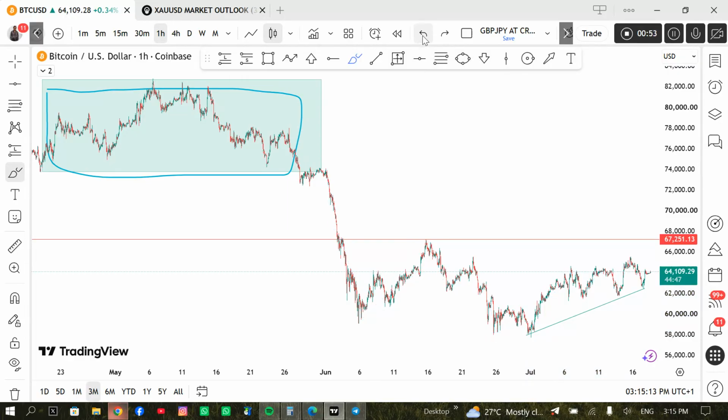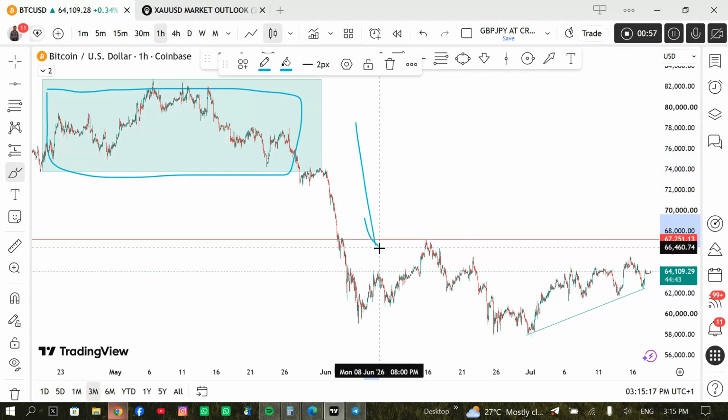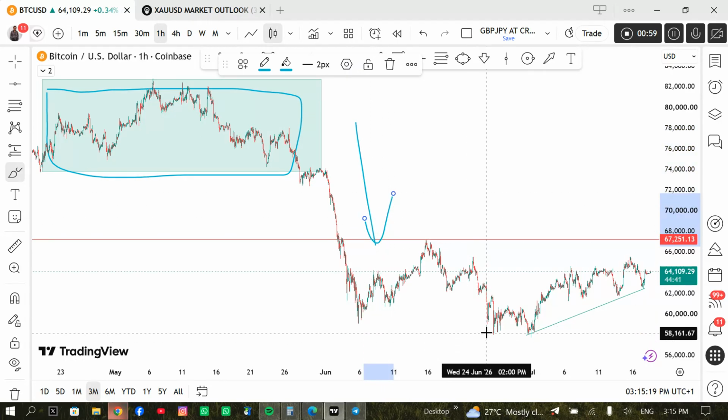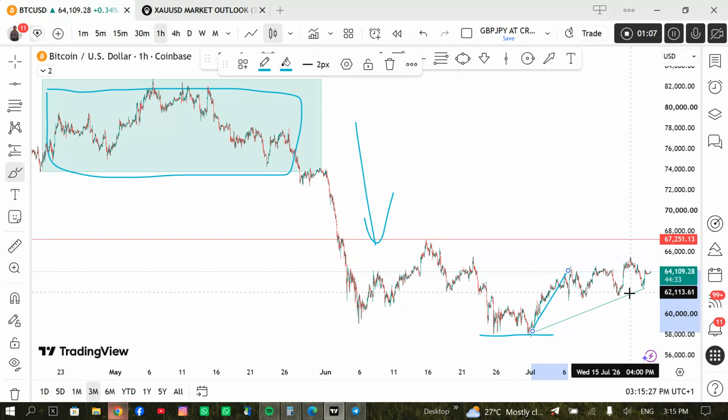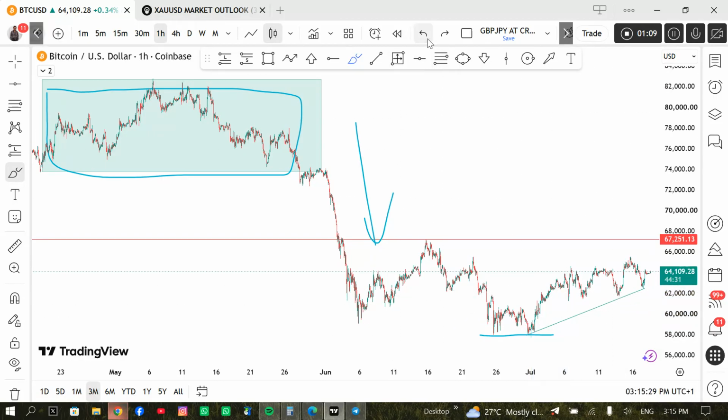So the 3 months data we have here showed that price was previously bearish, but right now we are finding a support at 57,000, and that support is what's giving rise to this pullback because price is currently trading at $24,109 level. So that is what we see from the 1 hour chart.